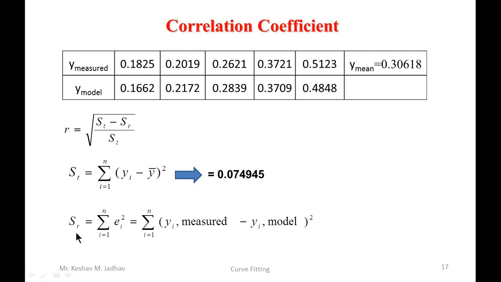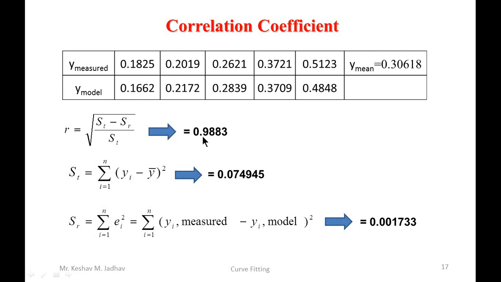So if you calculate the value of ST, then we will get 0.074945. Then to calculate the value of SR, we have to take the summation of square of error in y values. So when I is equal to 1, we have to take 0.1825 minus 0.1662 and it's a square, plus when I is equal to 2, we have to take 0.2019 minus 0.2172 and it's a square, and so on. So if you calculate SR, we will get 0.001733. So if you put this ST and SR in this equation, then we will get correlation coefficient as 0.9883, which is near to 1.